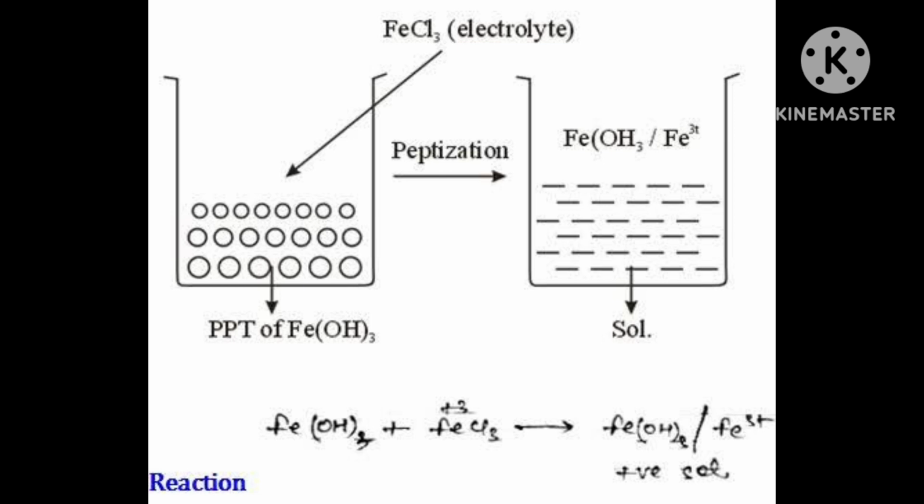Colloidal solutions, when prepared, generally contain excessive amount of electrolytes and some other soluble impurities. While the presence of traces of electrolyte is essential for the stability of colloidal solution, larger quantities coagulate it. Means larger quantity is not required. Only a small quantity is required for stability of colloidal solution.